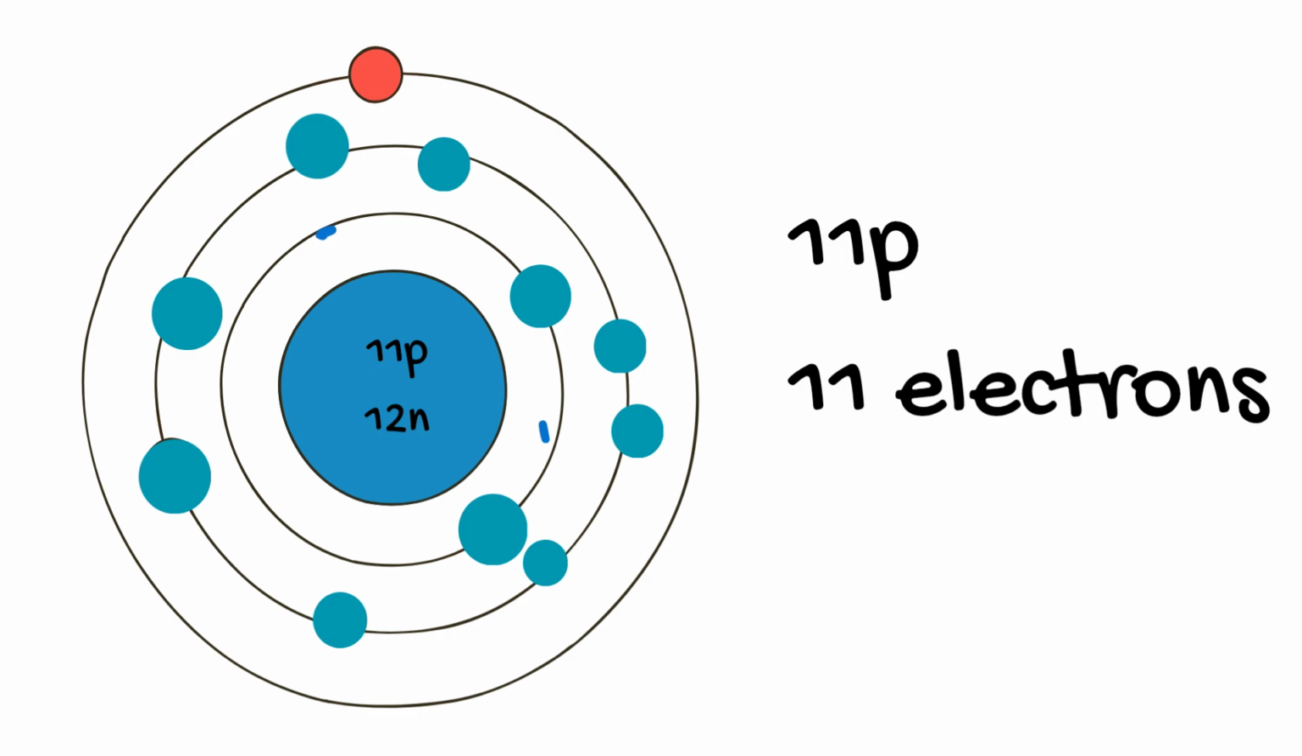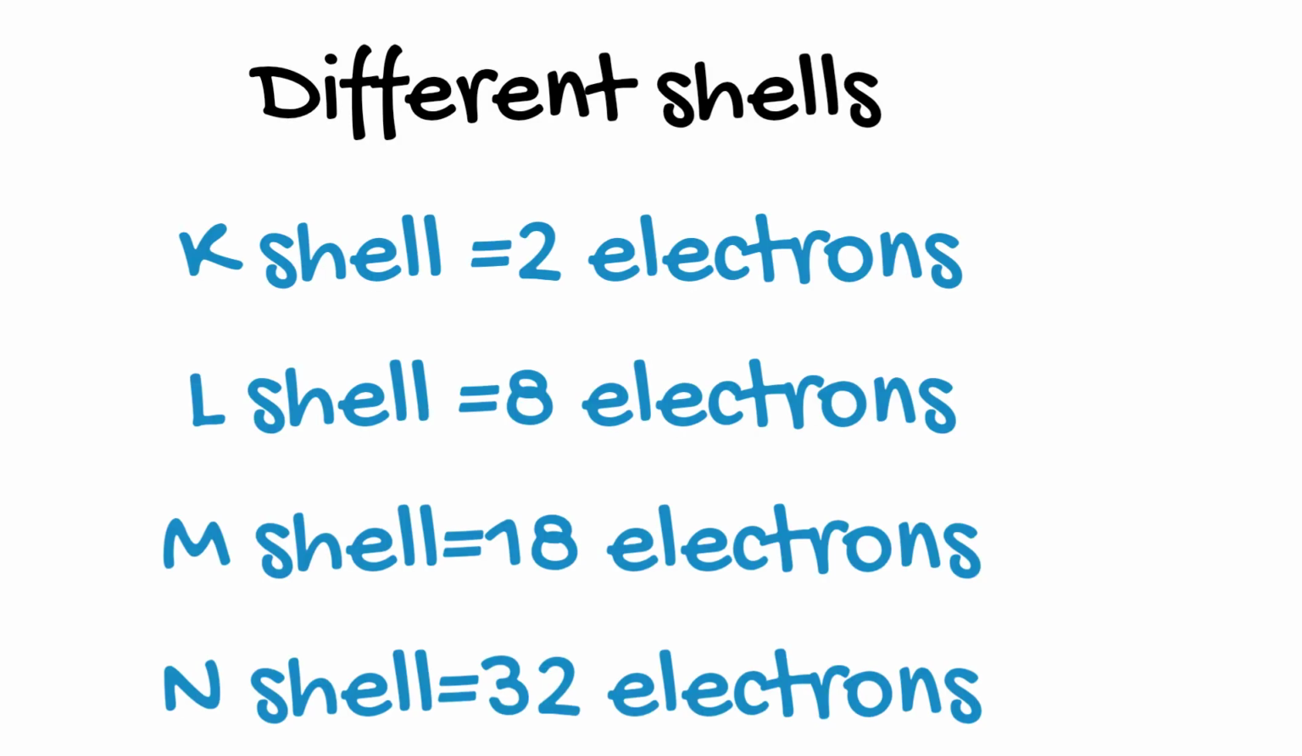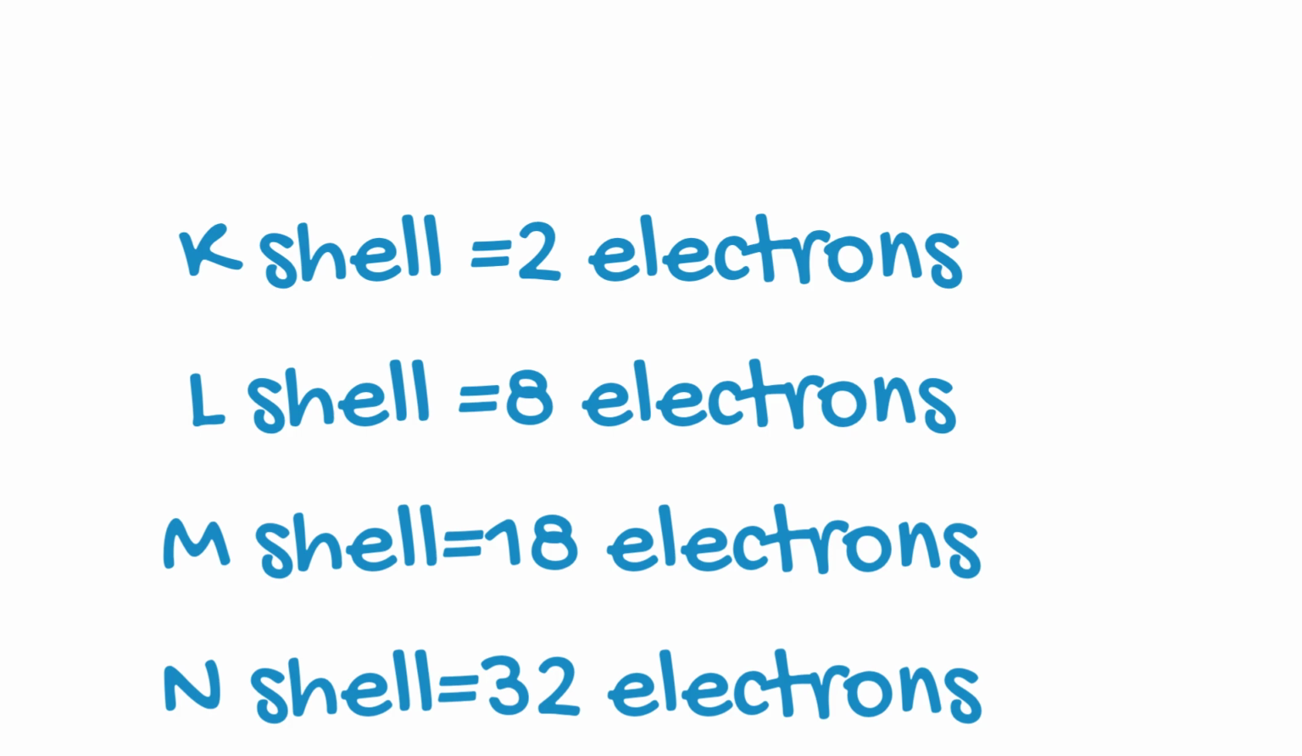And one of the most important concepts you should not miss is that there are different shells around the nucleus. The first shell is called the K shell. The second shell is called the L shell, and the third shell is called the M shell. All of these shells can accommodate electrons but not an equal number of electrons. The K shell can accommodate a maximum of 2 electrons. The L shell can accommodate a maximum of 8 electrons.